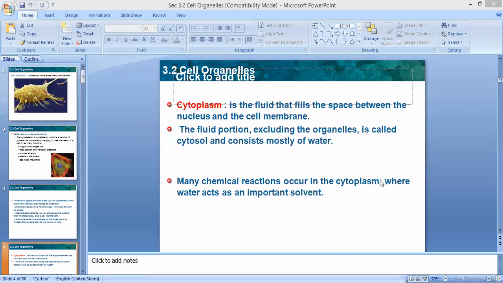So, the cytoplasm is the fluid that fills the space between the nucleus and the cell membrane. The fluid portion, excluding the organelles, is called cytosol and consists mostly of water. This water is important. Why? Because many chemical reactions occur in the cytoplasm where water acts as an important solvent. Okay?